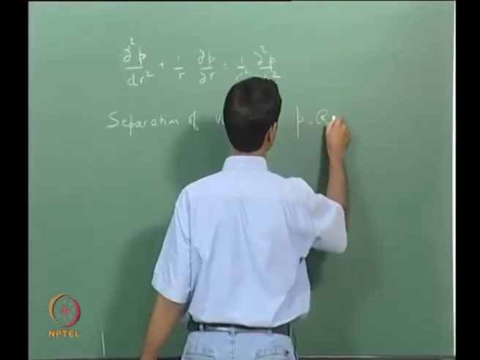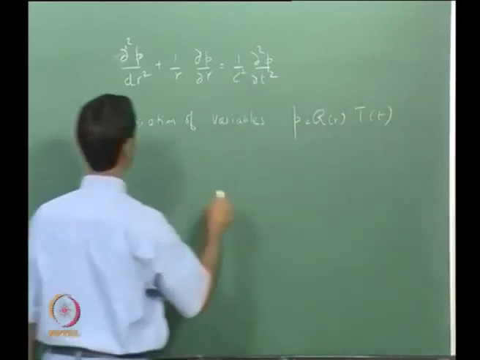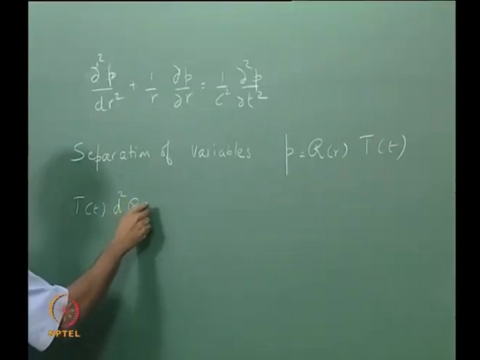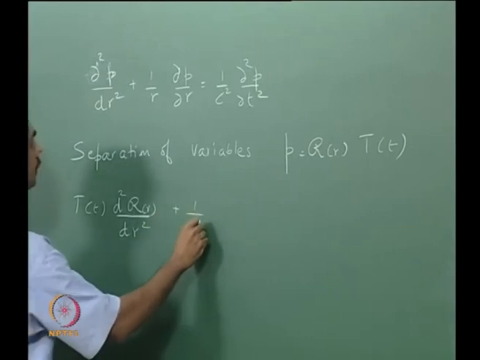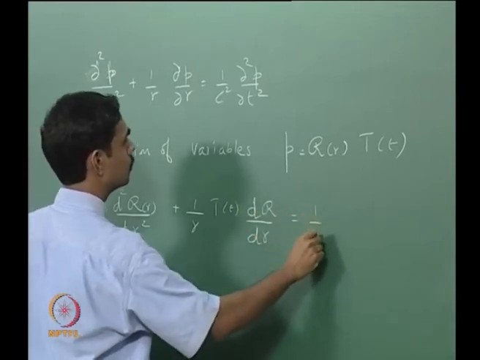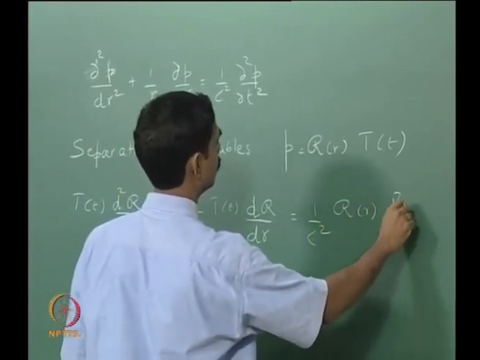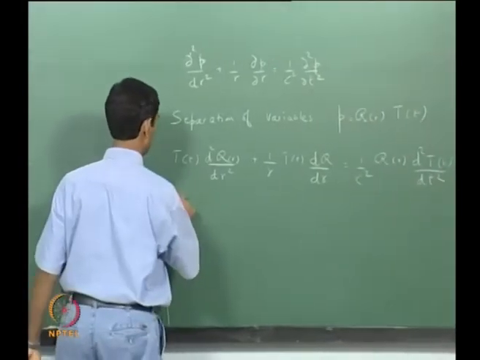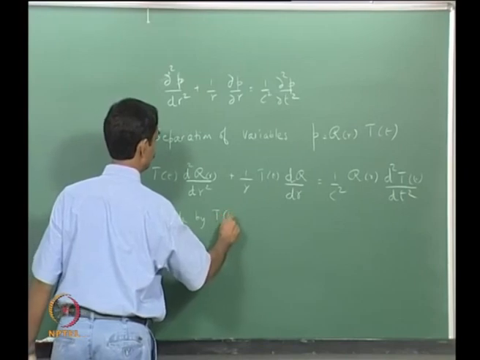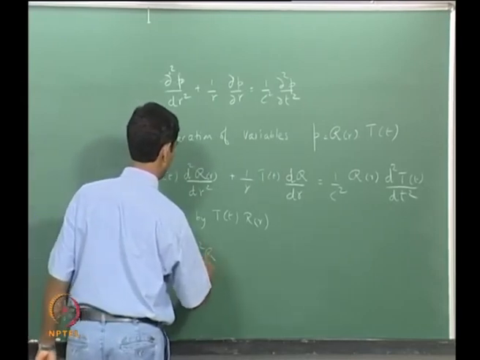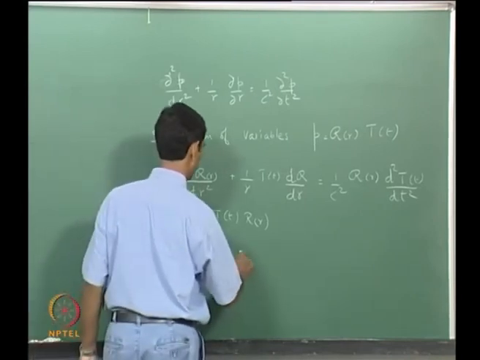So p equal to R of r times T of t. So we will substitute in here. So I will get T of t times one over r. So now what I did is to substitute this expression into this PDE and then differentiate it. So if I divide by T of t R of r, I would get 1 over R d squared R by dr squared. I am not writing the dependency in brackets now, plus 1 over r.